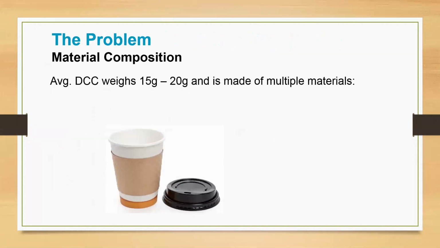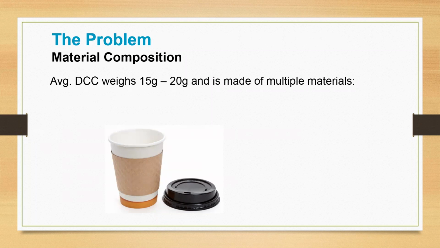So first off, the problem. The material composition of disposable coffee cups is particularly problematic. By weight, they're between 15 and 20 grams per unit. And this means that they're a very lightweight but high volume product. And they have a particularly low value, both as a product and also ultimately as a waste resource. And this presents a problem when we start talking about options for how to recycle them or reintegrate them into the circular economy.